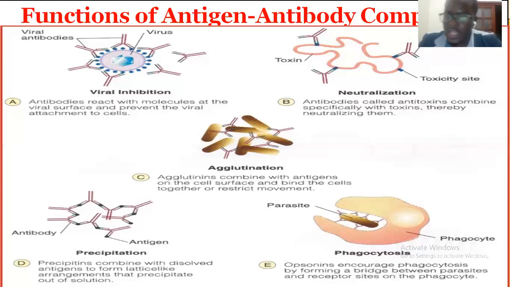Why? It's because the antibodies have got binding sites. So they have more than 2 binding sites. So you have 2 sites where they can bind to the antigen. Then they also have other sites where a complement protein can bind for it to be activated.